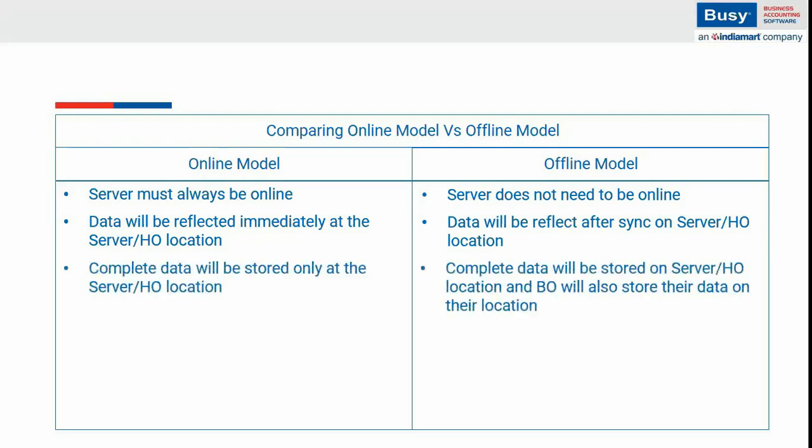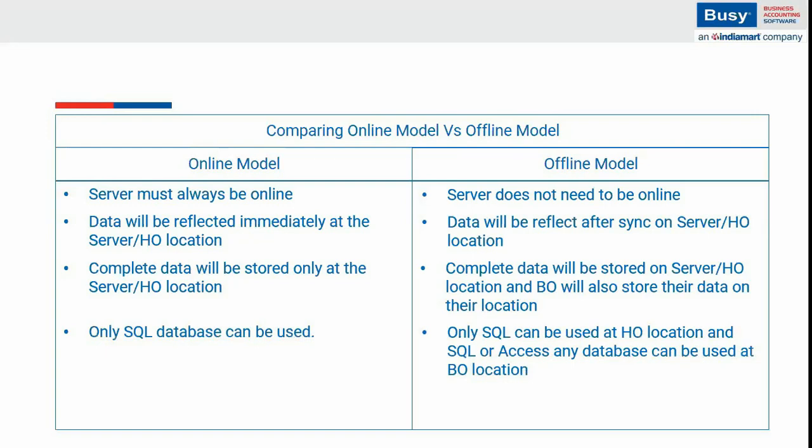Number three, complete data will be stored only at the server location. In the case of the online model, the complete data, the whole data, will be stored at the server system only. And in the case of the offline model, the complete data will be stored at the server location also, but the BO location will also store their data at their location. So this is the third condition.